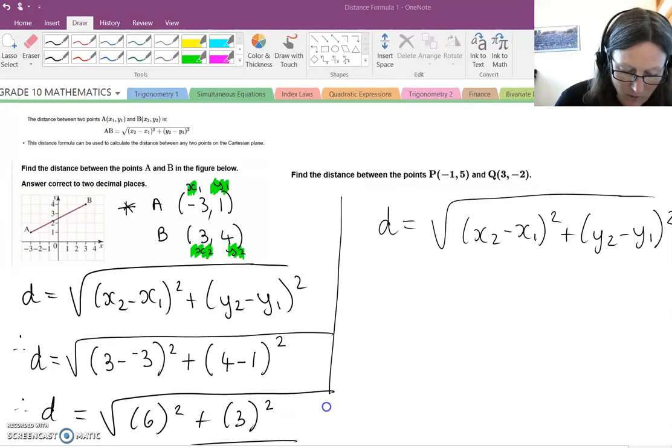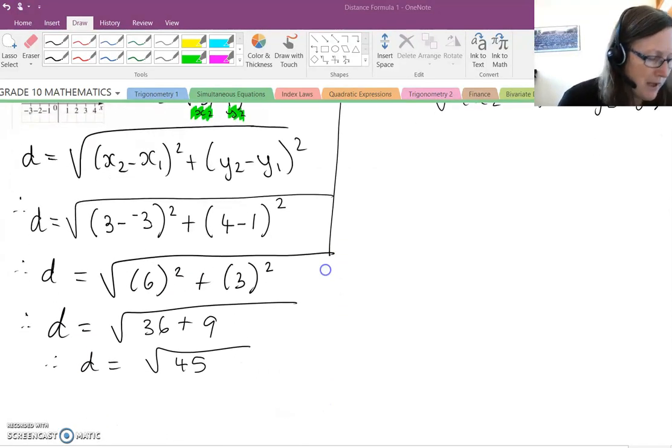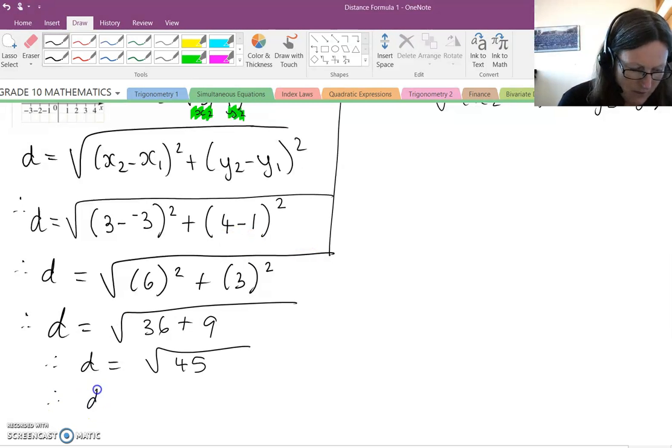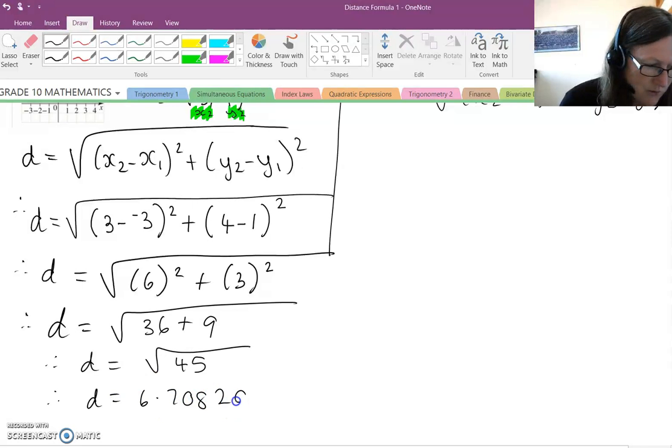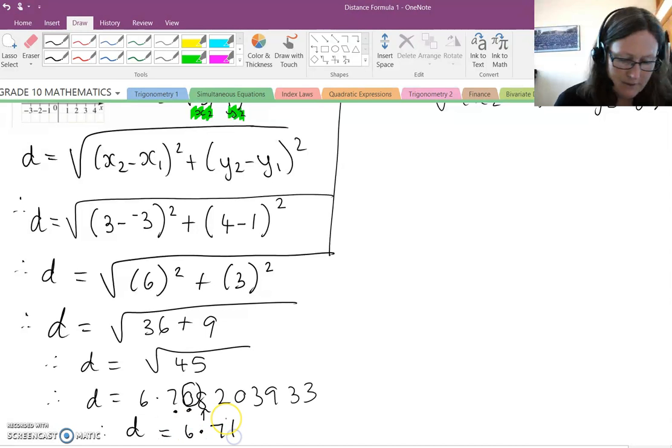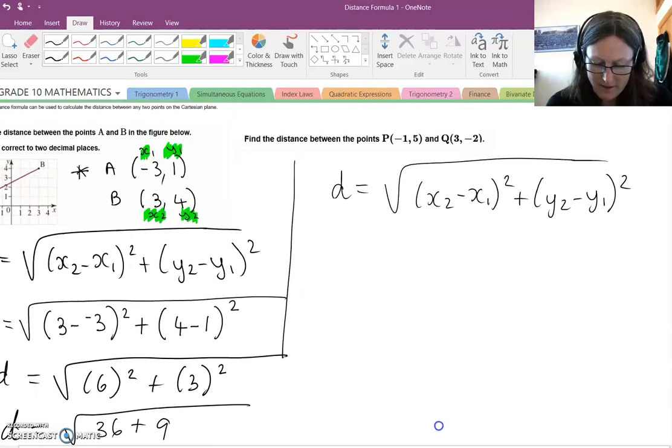Just going back, it wants it correct to 2 decimal places. So into my calculator, I'll put the square root of 45. And the square root of 45 is 6.708203933. To 2 decimal points, 1, 2. Look at the third, that is greater than 5. So this 0 rounds up to 1. So the distance between the 2 points is 6.71.